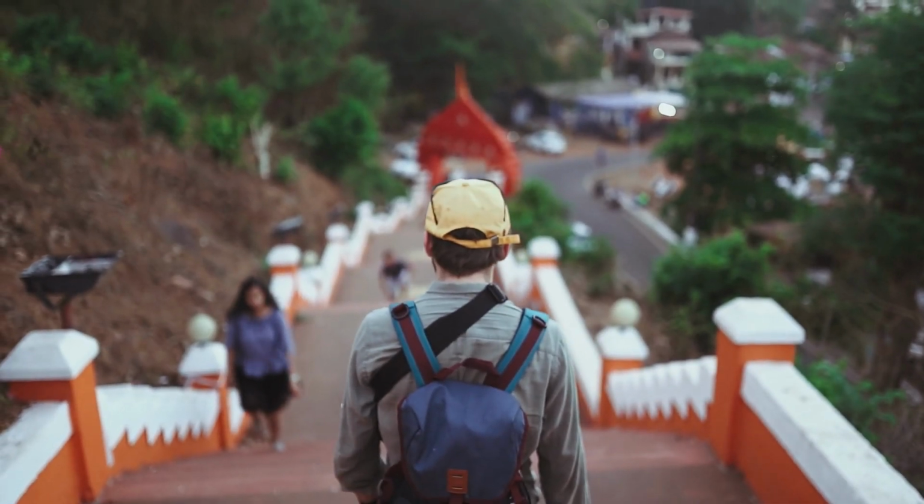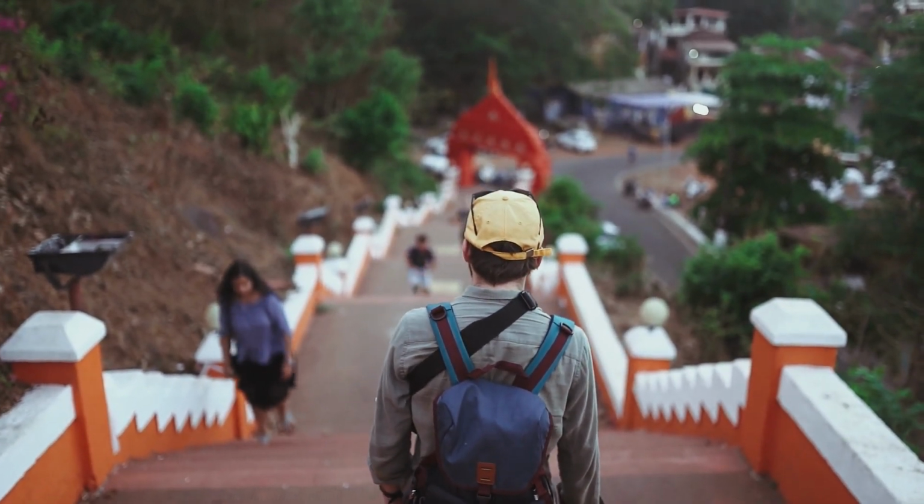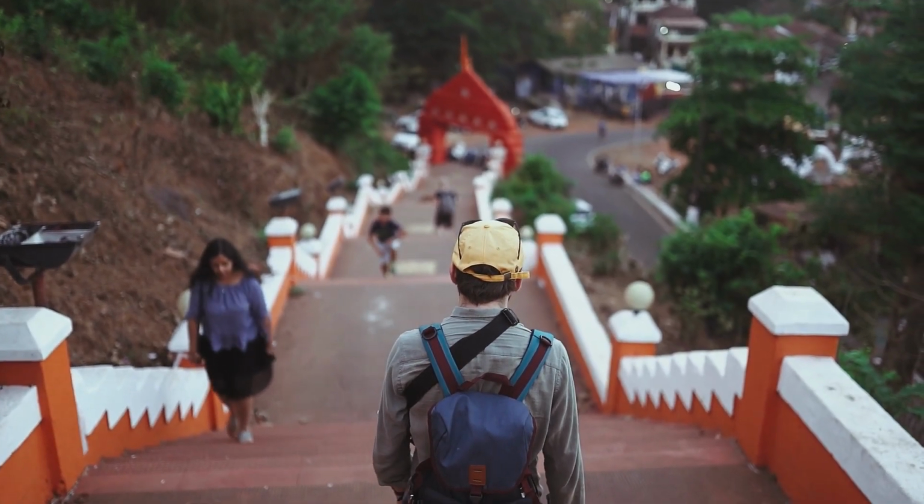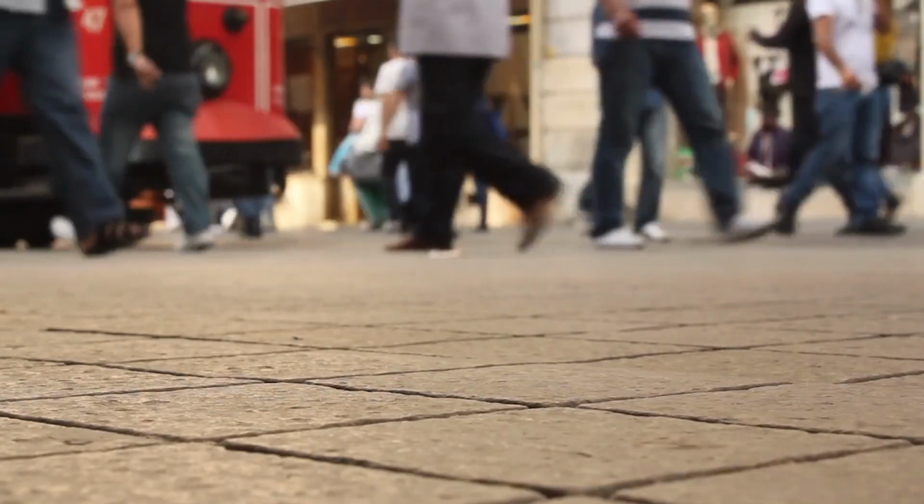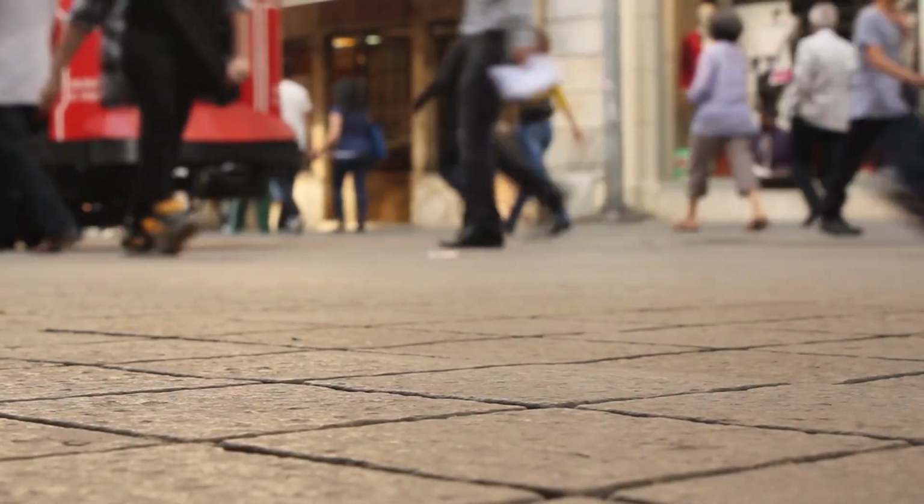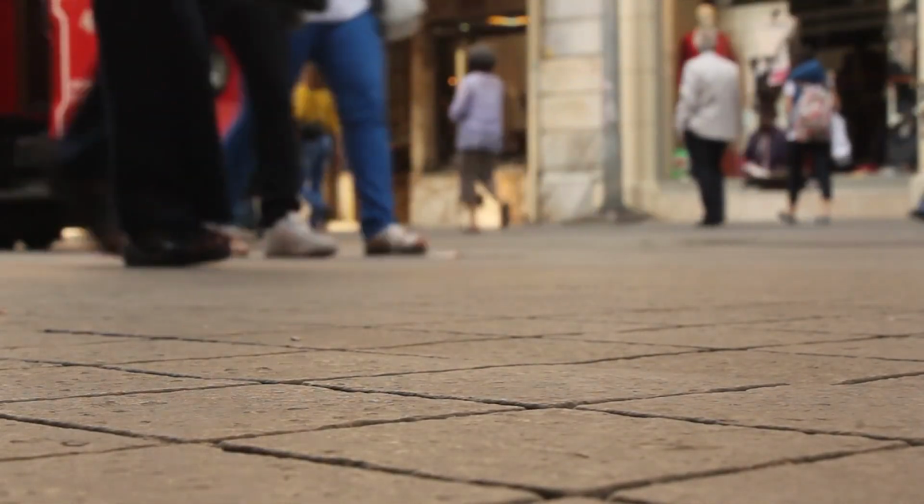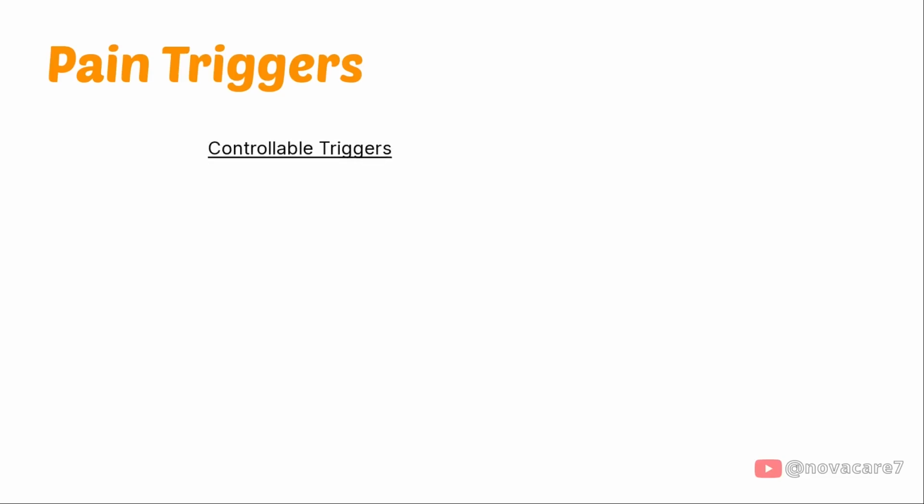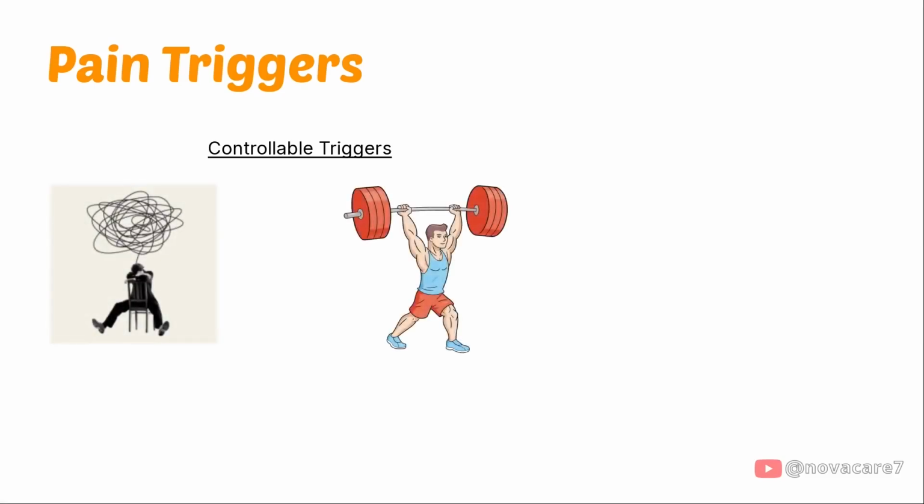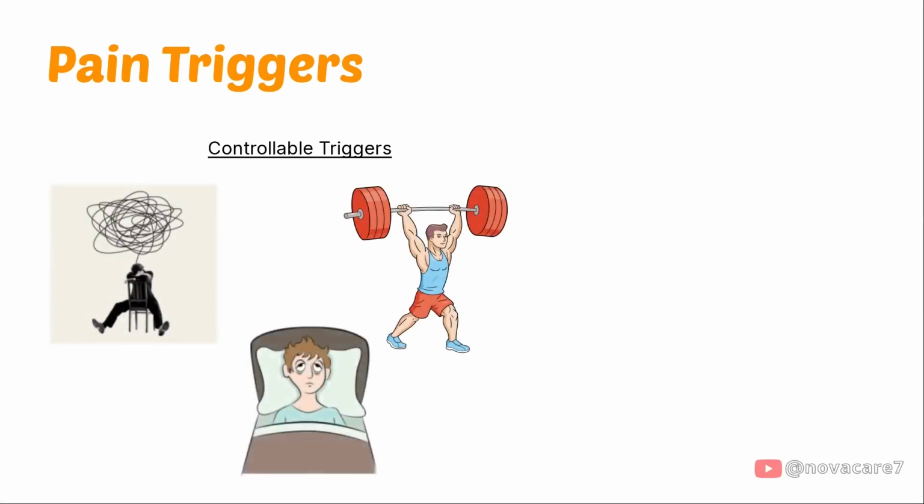Now, as we said, there will be, let's say, a 6,000 step threshold where activities will start becoming painful. The thing is, this threshold will vary from day to day depending on different factors. Now, there will be some triggers that are somewhat in our control, like our stress levels, our amounts of exercise, and our amount of sleep. And then there will be unknown or uncontrollable triggers that are completely out of our control.